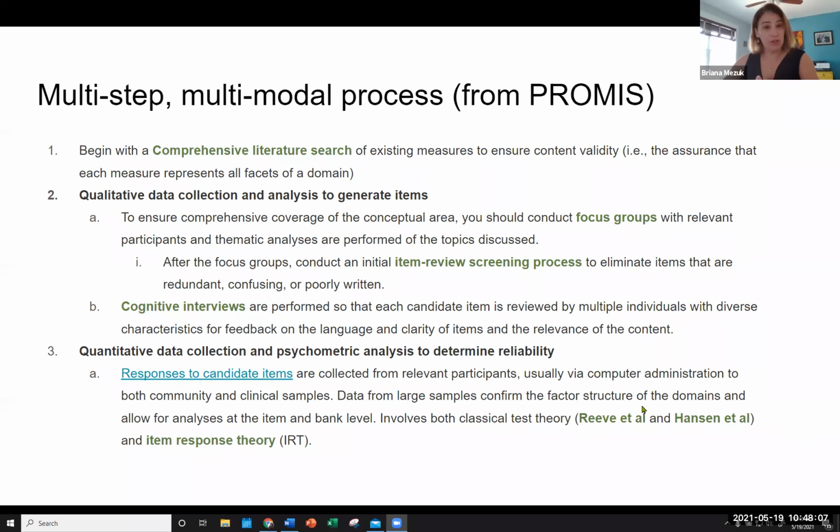So now you're going to do these cognitive interviews, and you're going to get your final scale. Now it's time for some quantitative data collection and psychometric analysis. So you need to get some responses to candidate items from relevant participants. This might be something like Mechanical Turk, where you're trying to gather some data to figure out what's the reliability of your scale.